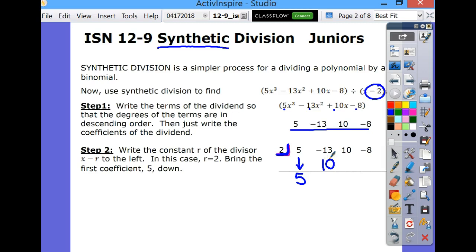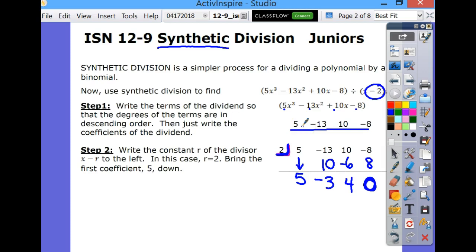What do you get if you add a negative 13 to a 10? 2 times negative 3 is negative 6, and add the column using your integer rules. 2 times 4 is 8, add the column, and that zeroes out. If that zeroes, that means there's no remainder. This number right here is the remainder. The remainder is 0.